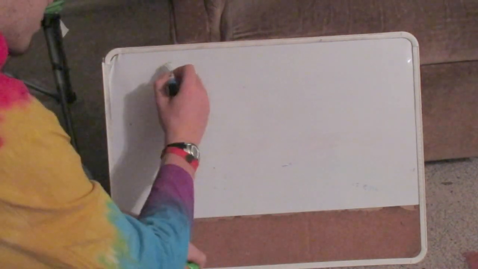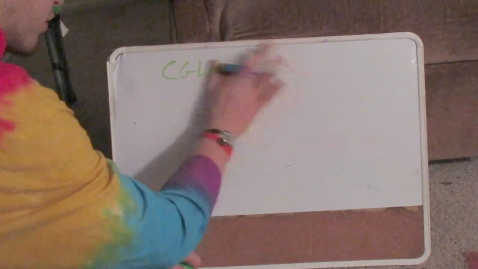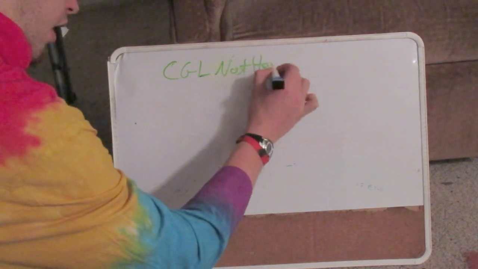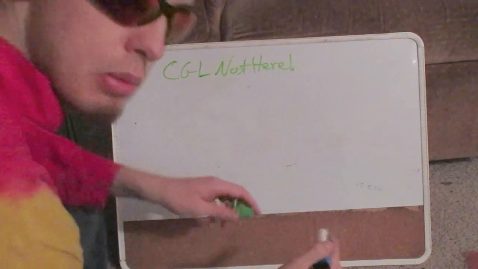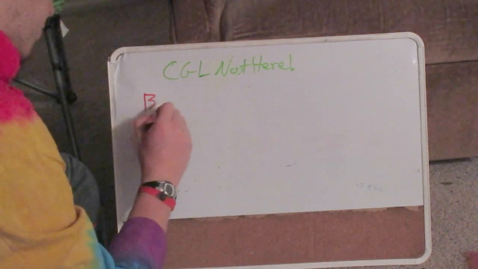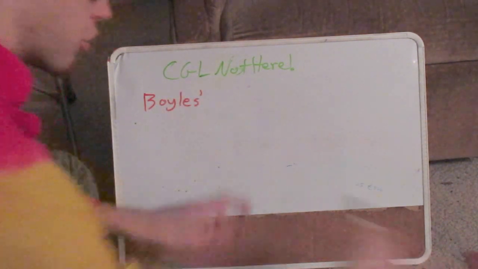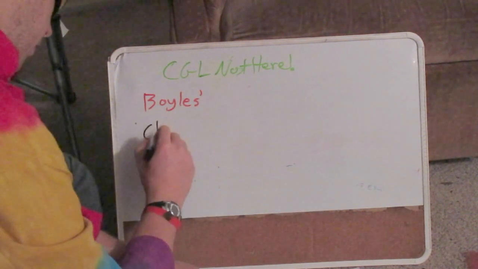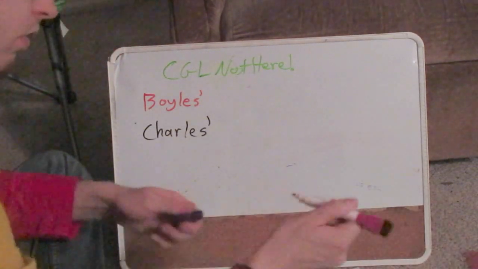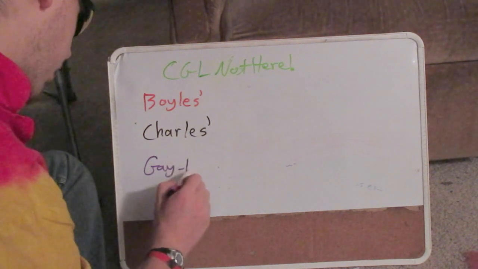I probably shouldn't even draw that symbol. And that's because I'm just going to focus on the basic three right now. And those basic three are Boyle's, Charles, and Gay-Lussac's.